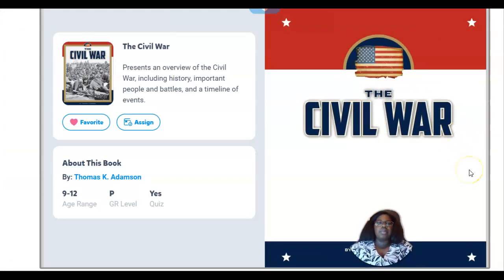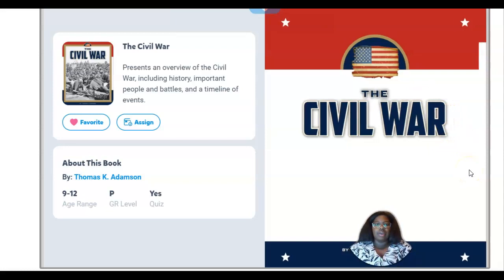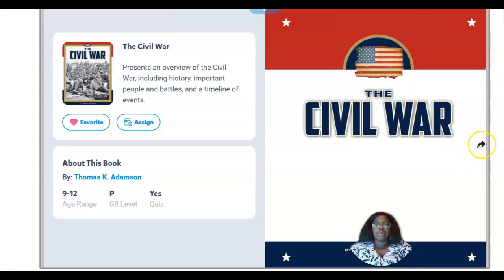So this is the book. The book that I found was on Epic. If we were in class, students would log into their Epic account, and we would all read the book as a class. I also post it up on the monitor screen.